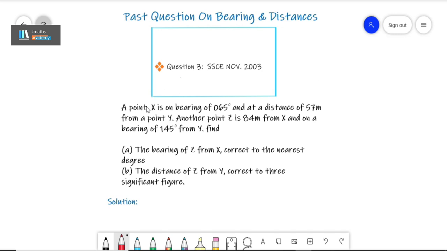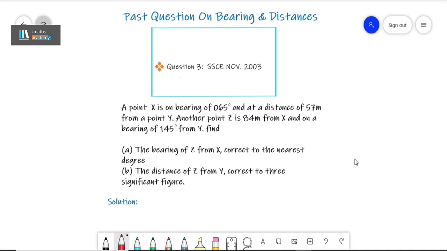So the question says, a point X is on a bearing of 65 degrees and at a distance of 57 meters from a point Y. Another point Z is 84 meters from X and on a bearing of 145 degrees from Y. So we have to find the bearing of Z from X, correct to the nearest degree. Then B, we have to find the distance of Z from Y, correct to 3 significant figures.